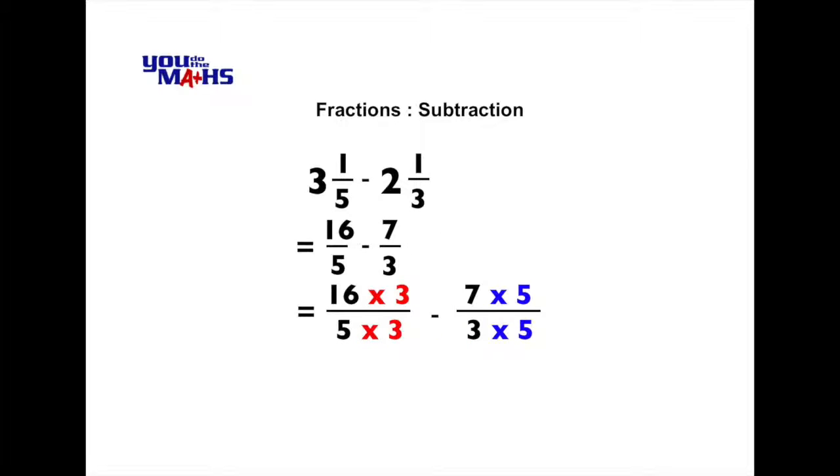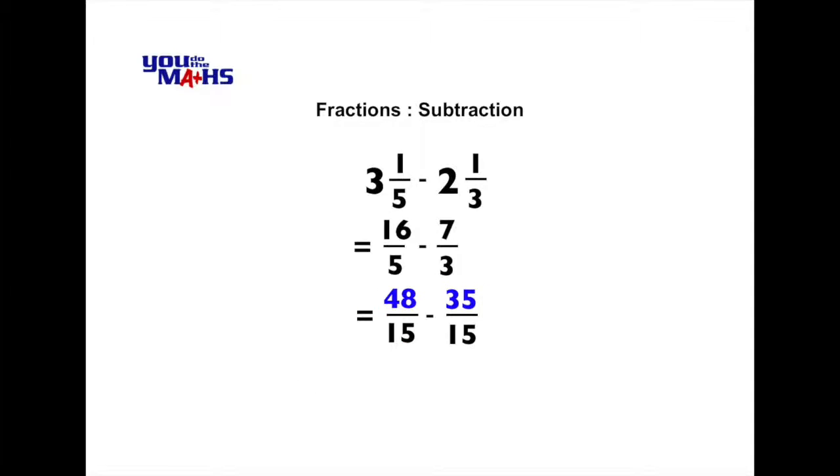So you can see here in the first fraction in red that we've multiplied the top and bottom line by 3. And in the second fraction, we've multiplied the top and bottom line by 5. Following these multiplications through, in the first fraction we end up with 48 over 15, and in the second fraction 35 over 15.